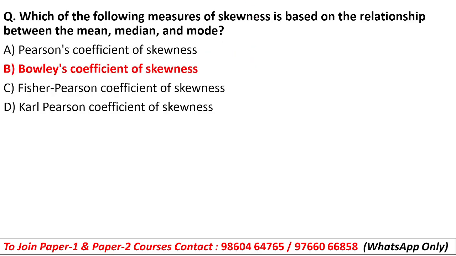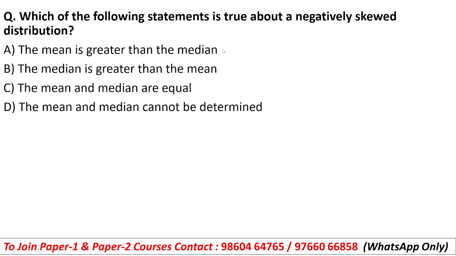Which of the following measures of skewness is based on the relationship between the mean, median, and mode? Pearson coefficient of skewness, Bowley's coefficient of skewness, Fisher's Pearson coefficient of skewness, and Karl Pearson coefficient of skewness. So students, whenever we talk about the measures of skewness which are based on the relationship between the mean, mode, and median, it is nothing but Bowley's coefficient of skewness. Option number B will be the right answer.